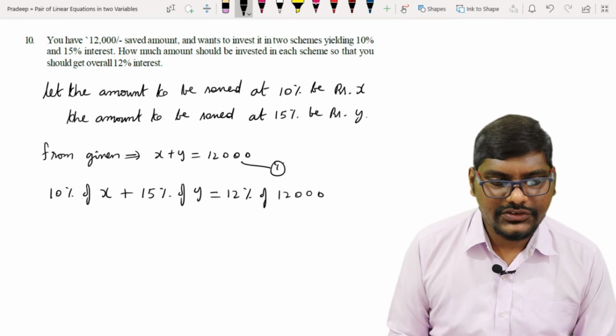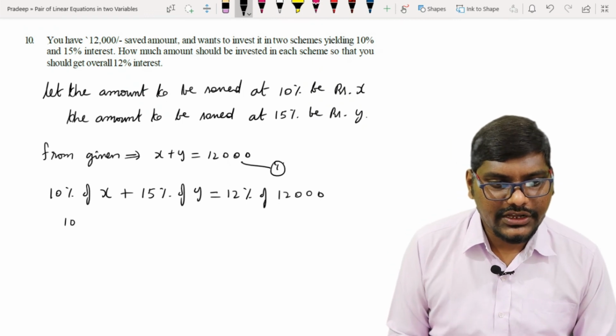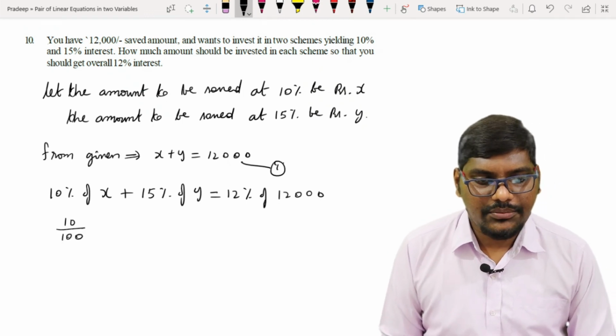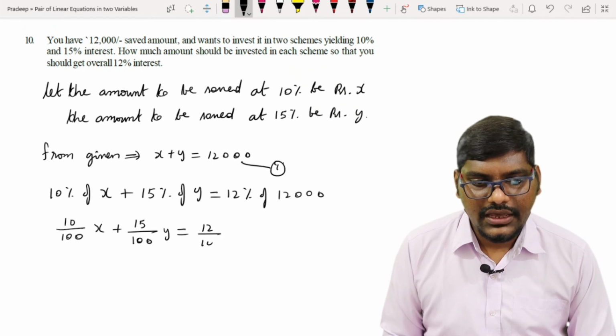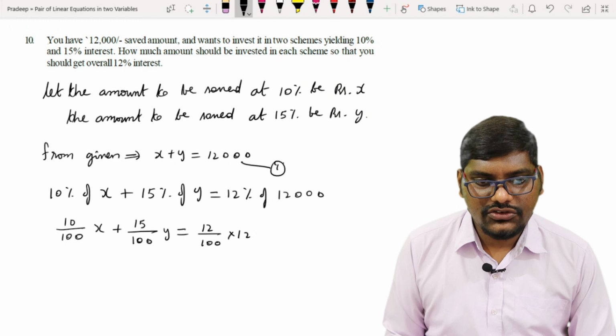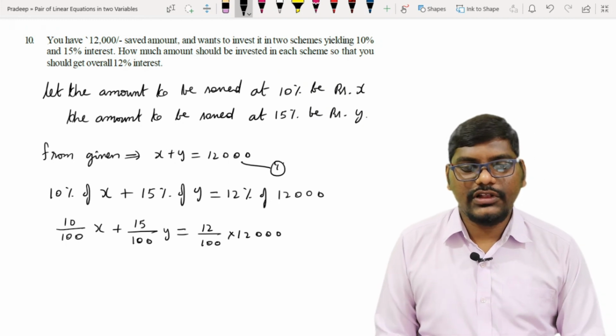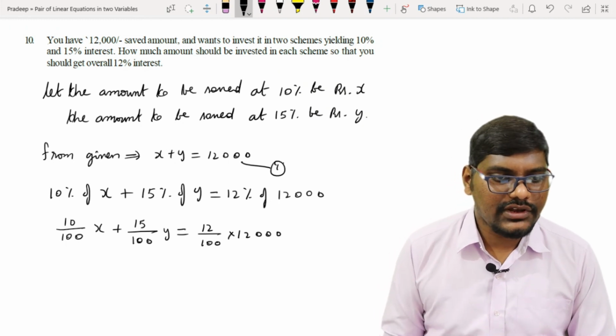Now we will write this as 10 by 100 x plus 15 by 100 y equal to 12 by 100 into 12,000. If we further solve, we'll get the answer.